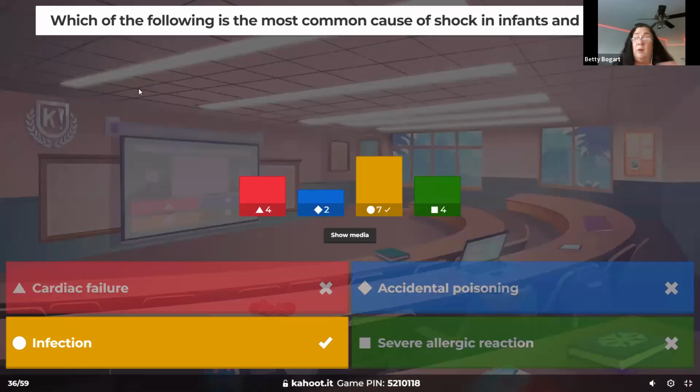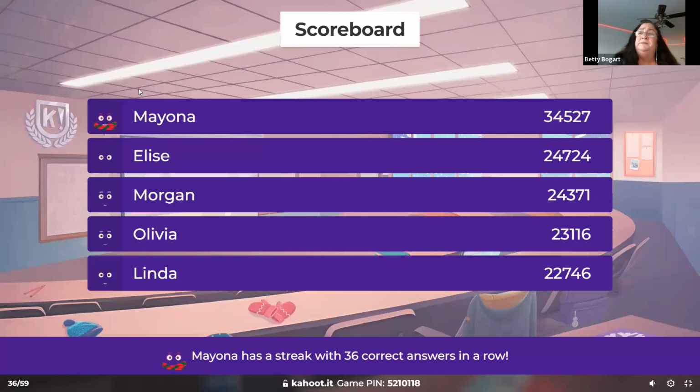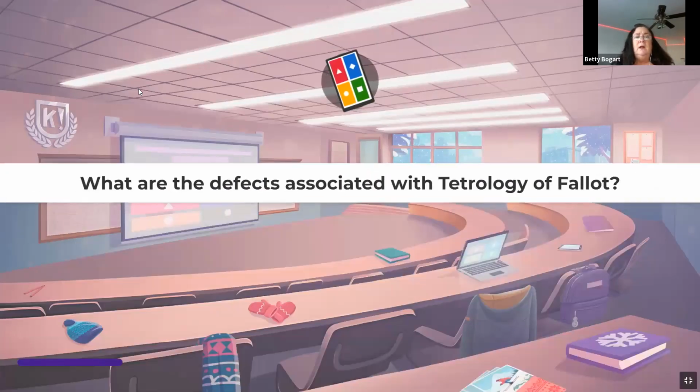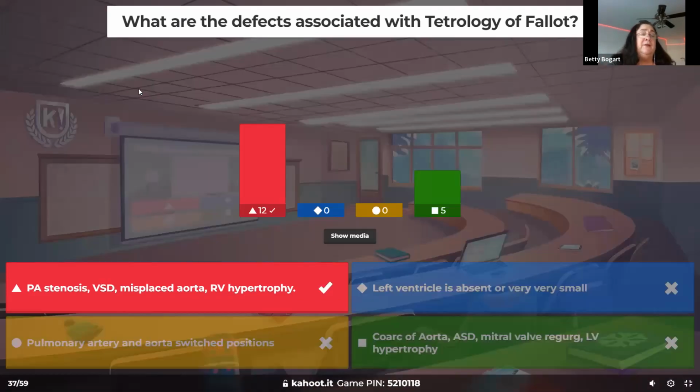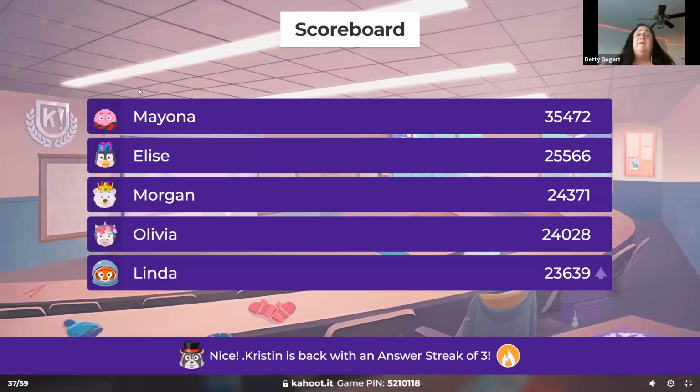Infection, sepsis, always common. Very good. What are the defects associated with tetralogy of Fallot? Now, when you think of tetralogy again, remember it's all right-sided. And then you could sort of pick this out from there. Very good. Yes, pulmonary stenosis, VSD. The aorta is actually called overriding, and then the right ventricle is stretched.